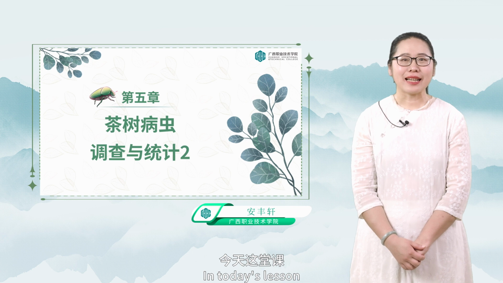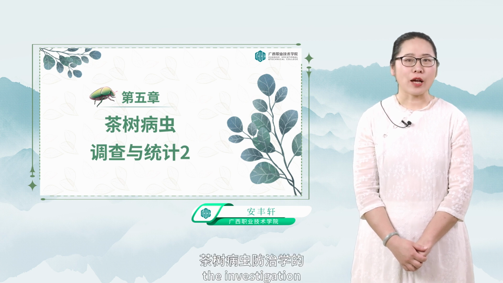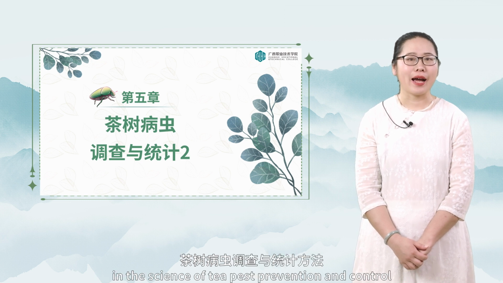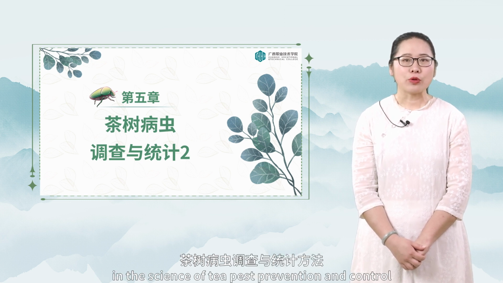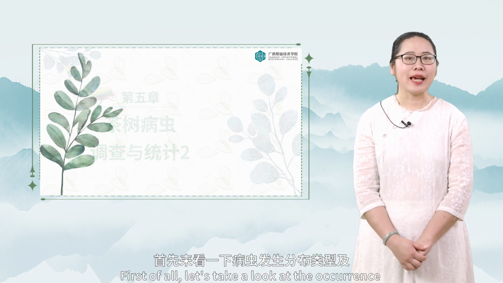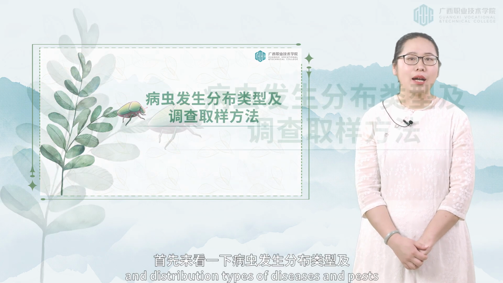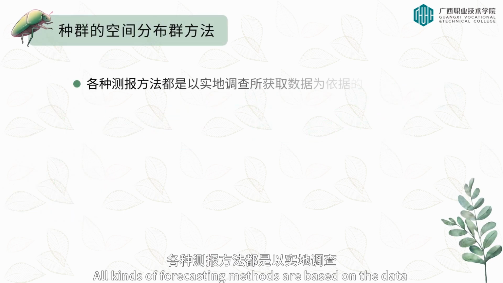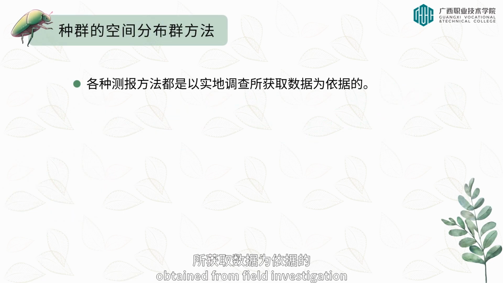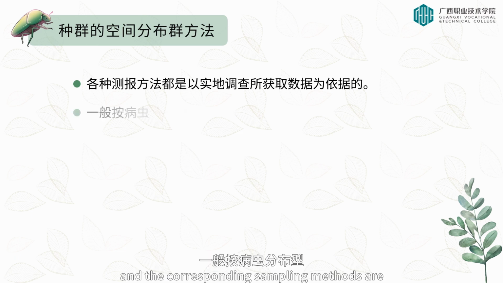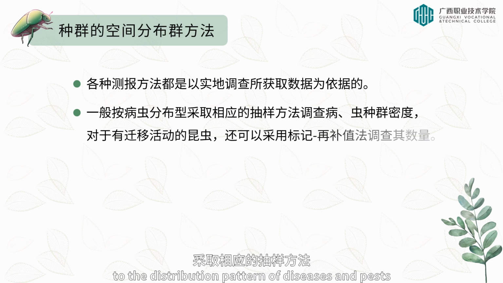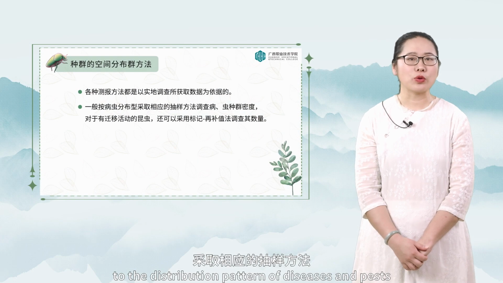Everyone. In today's lesson, let's continue to study the investigation and statistical methods of tea plant diseases and pests in the science of tea pest prevention and control. First of all, let's take a look at the occurrence and distribution types of diseases and pests and the sampling methods of investigation. All kinds of forecasting methods are based on the data obtained from field investigation, and the corresponding sampling methods are generally adopted according to the distribution pattern of diseases and pests.